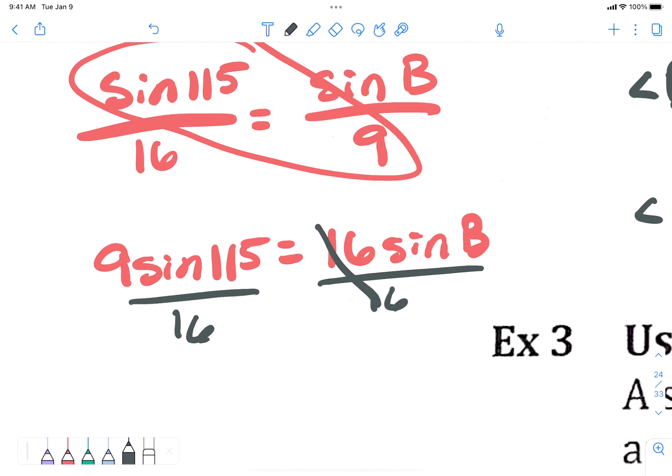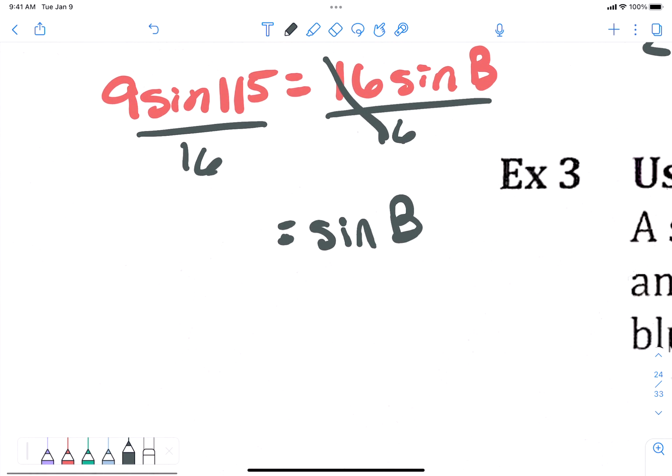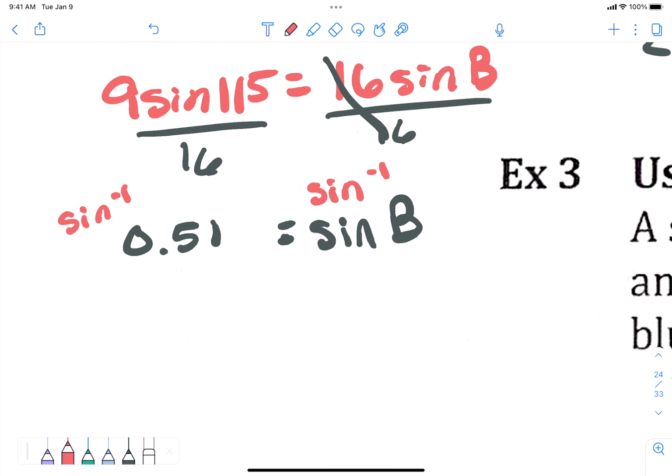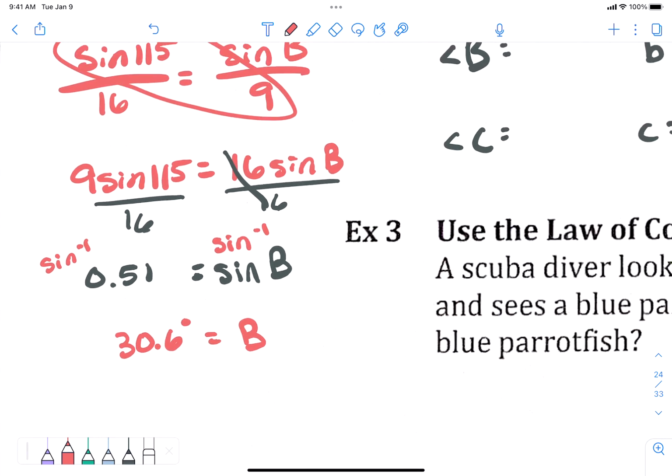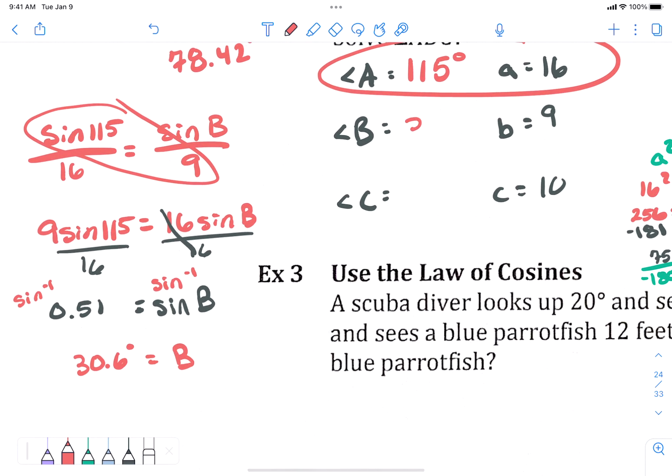So sine of B is equal to whatever that decimal number is. 0 point something. 0.51, roughly. And then inverse sine of that answer. Right? 30.6. Okay. And that's what B is. That's degrees, so we'll round to the nearest 1. And that's like 31 degrees. Okay. Then find angle C. Add them together. Subtract from 180. 34. That's what we got this morning. 34 degrees. Very nice. Okay.